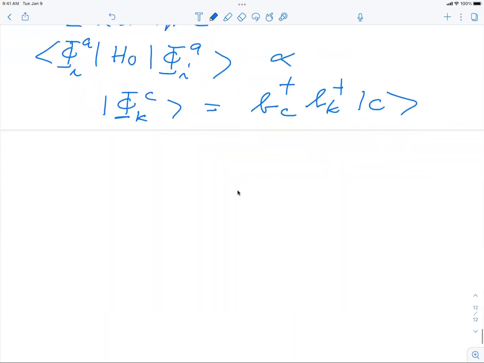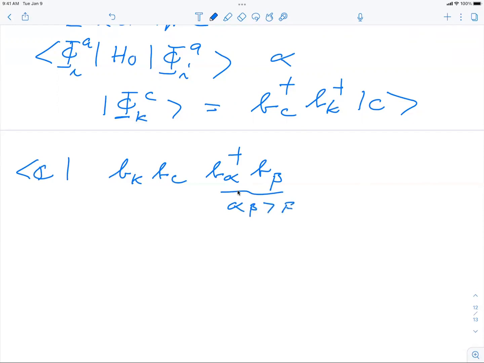So what I need now is a set of such operations where I need to perform the contractions. So I will get the following contractions. I'm going to have the BK, BC, and this acts on the vacuum state here. And then I have a B alpha, B beta, where alpha and beta are larger than F. And then I have B of this state C and B of K dagger on the vacuum state.